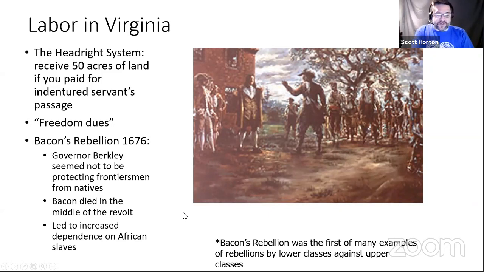Labor in Virginia, just a quick review. Of course, early on, the main labor source in Virginia was actually indentured servitude.